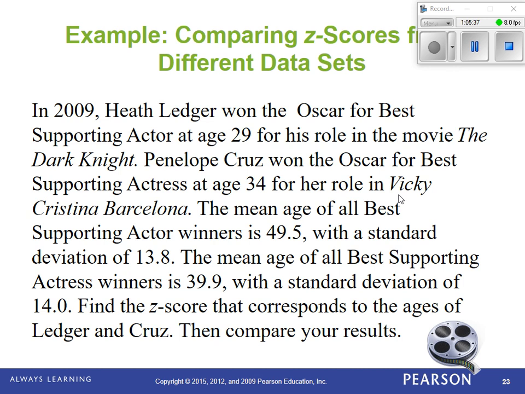In 2009, Heath Ledger, sorry that this is old. Does anybody know who Heath Ledger is? He played the Joker in Batman. He won for Best Supporting Actor at age 29 for his role in the movie The Dark Knight. Penelope Cruz won the Oscar for Best Supporting Actress at age 34 for her role in Vicky Cristina Barcelona. The mean age of all Best Supporting Actor winners is 49.5.